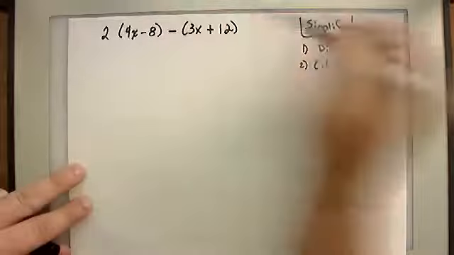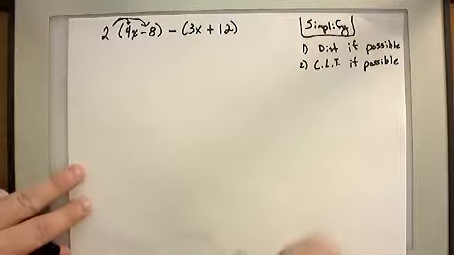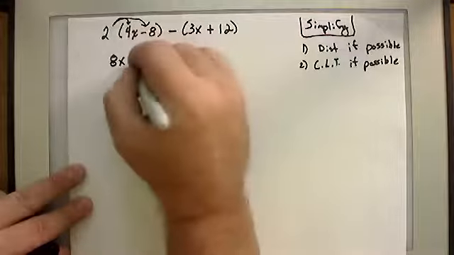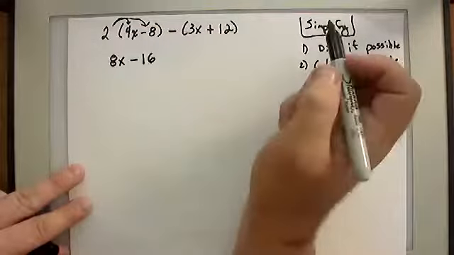So distribute first. We have 2 times the 4x and the 2 times the -8. So 2 times 4x is 8x. 2 times -8 is -16. And remember, it only goes to the things in the parentheses it's right next to.